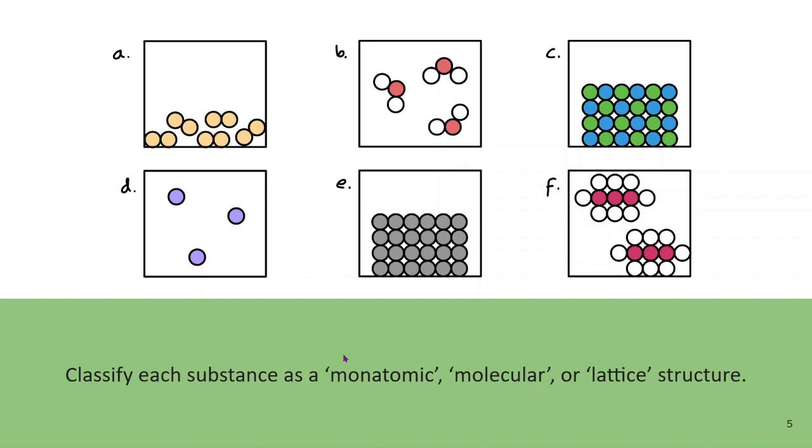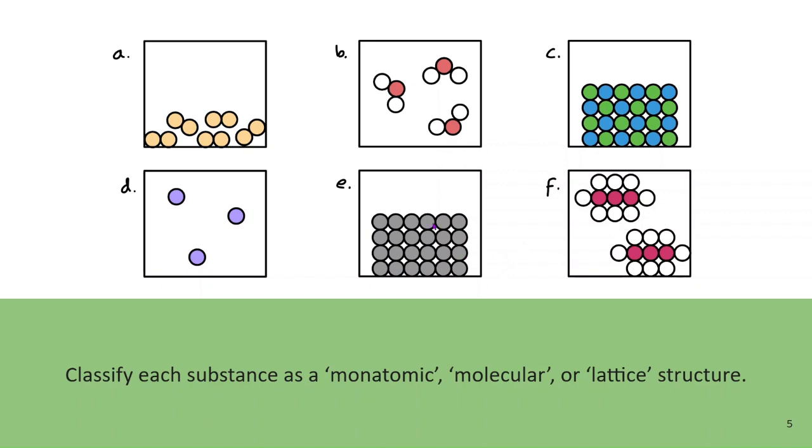So monatomic is one atom, so D would be monatomic. Molecular is multiple atoms bonded together, right? And then lattice is multiple atoms bonded together that have a repeating structure. So this might be like an ionic compound, or even like a crystal has a repeating structure. They have lattice structures like that.